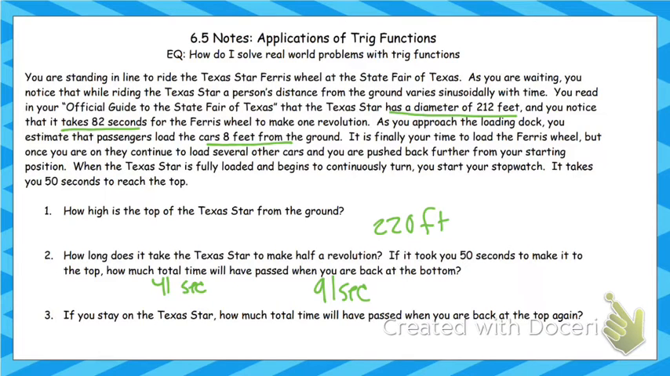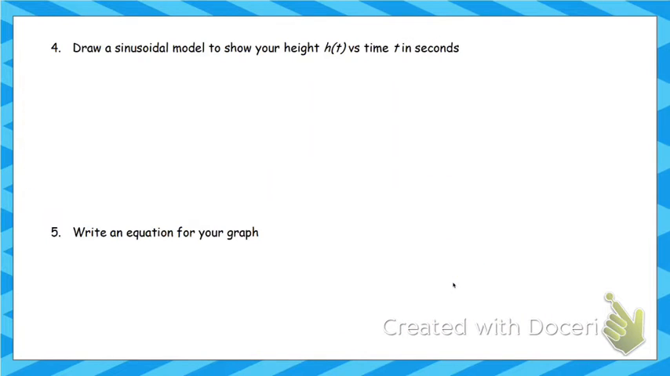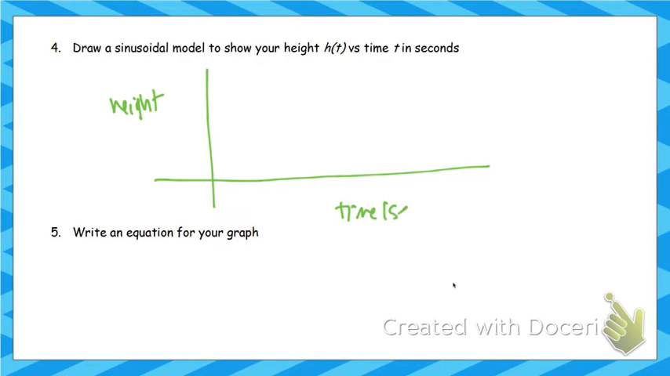All right, if we stay on the star again, we're going to go back to the top. So that's going to be another half of a turn. So I'm going to do 41 plus 91. So at that point, it will have been 132 seconds to be back at the top. So what we're going to do is plot all of these points on a graph. All right. So let's just use all of the information that we just talked about. We're going to mark height versus time.